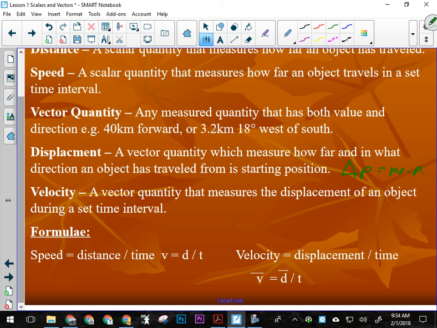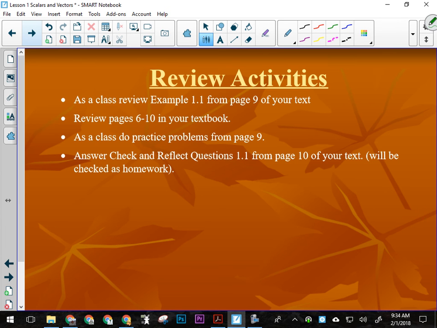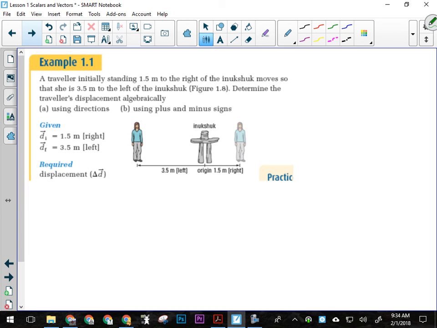Questions there? Hopefully that's all fairly familiar from Science 10 for you. All right, so we're going to go over a few examples here just to refresh our memory and make sure we still know how to do this stuff.